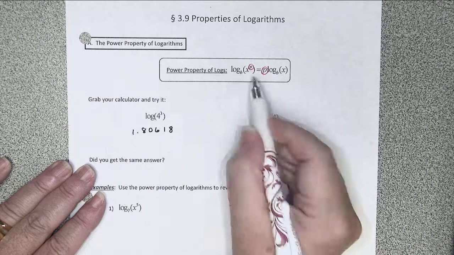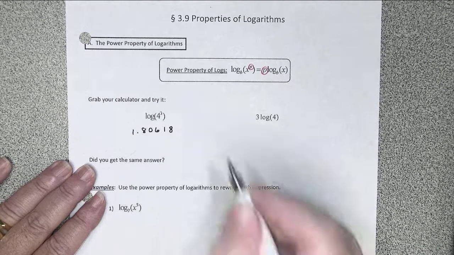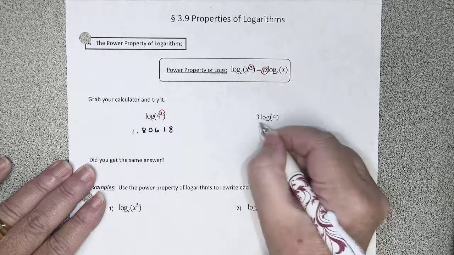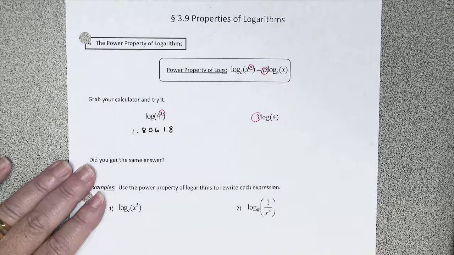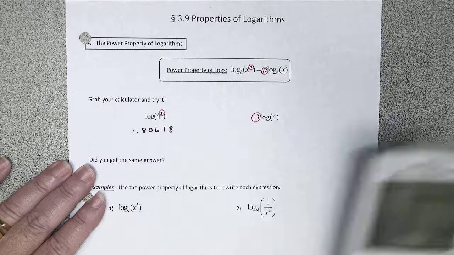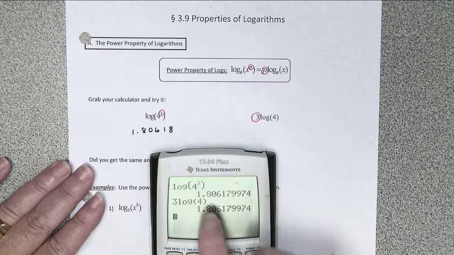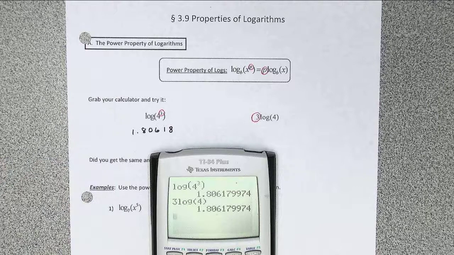Now, if I follow this power property of logarithms, the exponent, the 3, can be brought down in front as a multiplier on the log of 4. And 3 times the log of 4 is supposed to be the same thing. Let's check it out. And there we go. You can notice that right all the way down to the last decimal place that the calculator shows, we do indeed get the exact same answer.